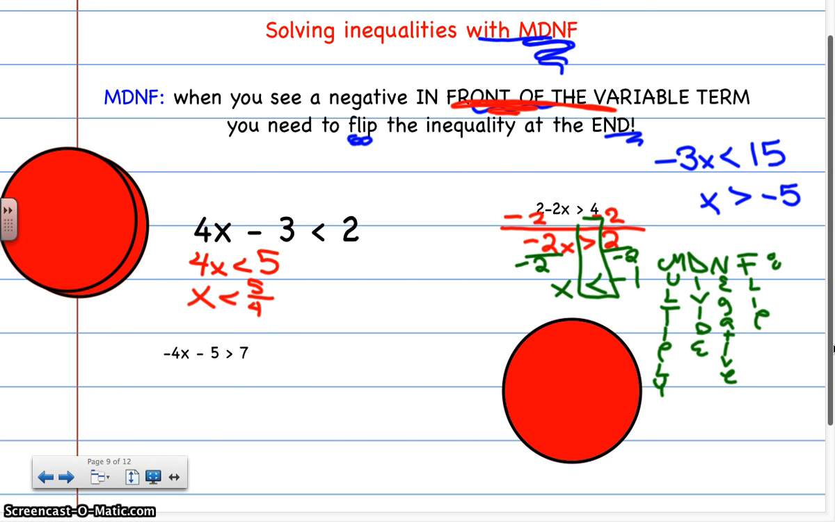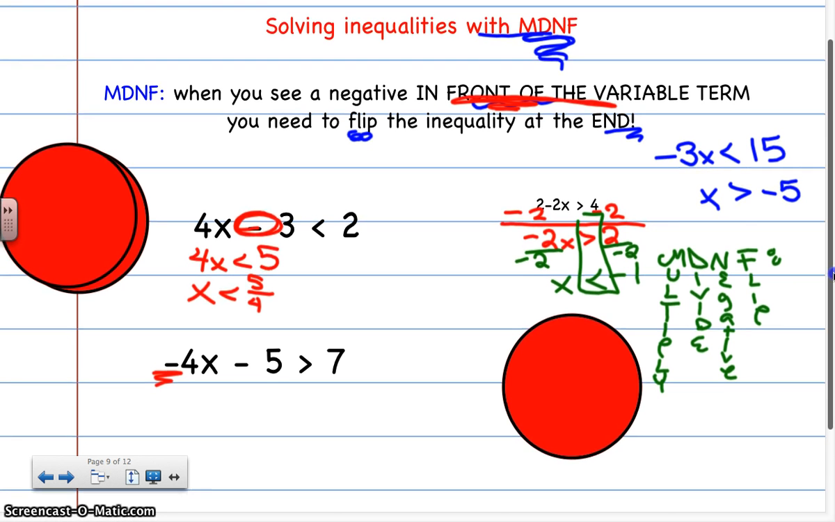Okay, am I going to MDNF this one? Yes. And how do you know? Because there's a negative to the left. Be specific. I don't want to hear just because there's a negative, because if you look at that first example, there is a negative right there that had nothing to do with it. Okay? It needs to be to the left. So there I can tell that I'm going to be MDNFing it.